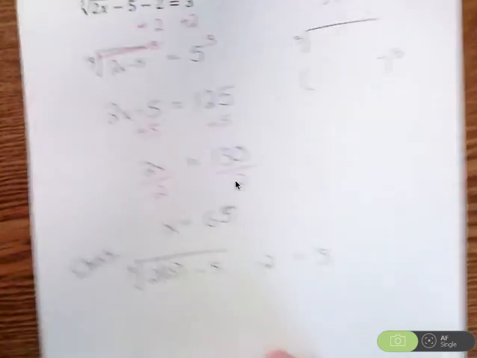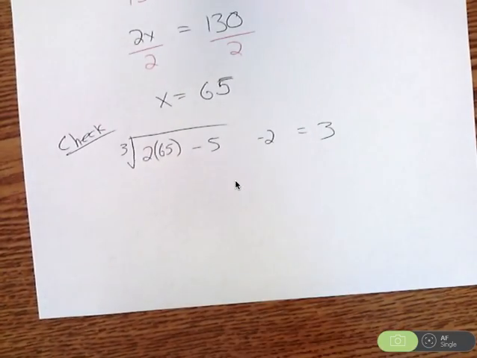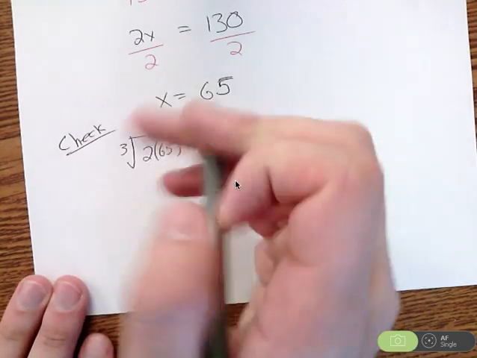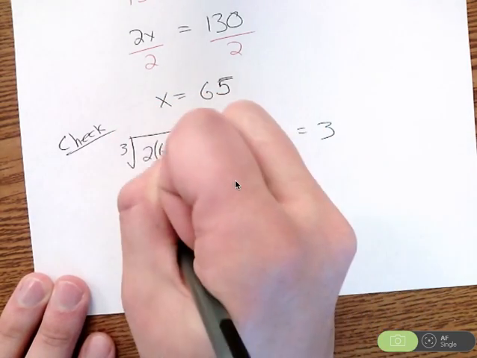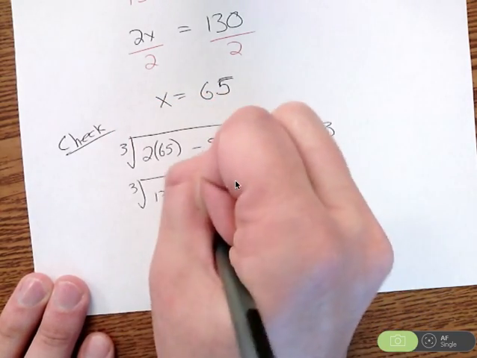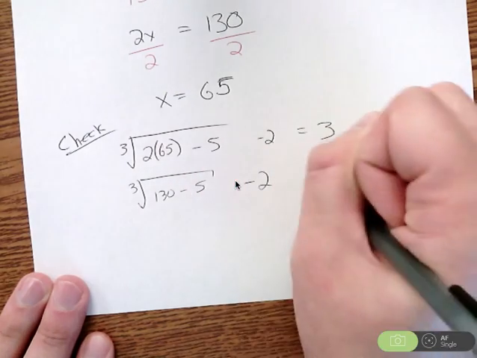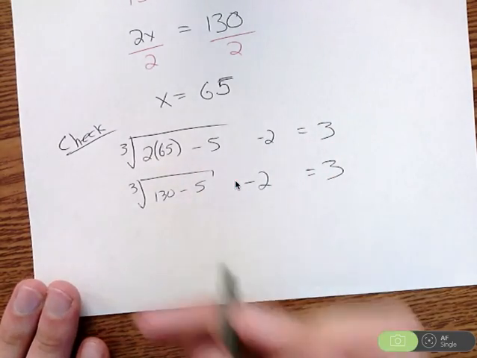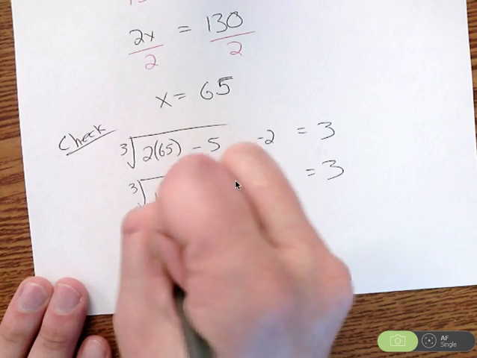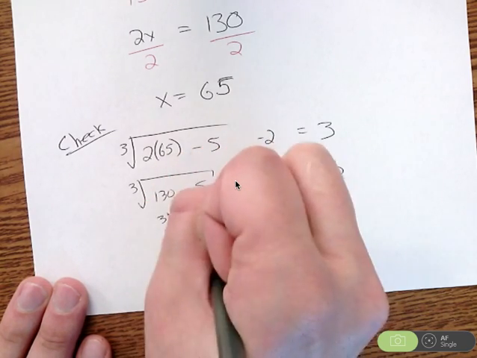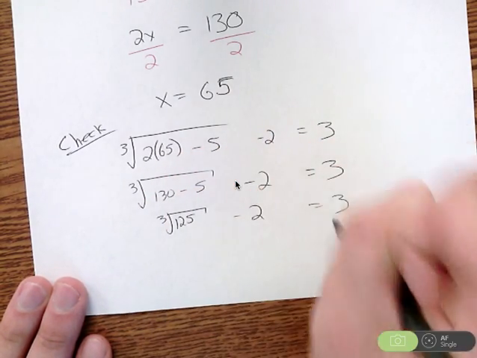So I'm going to do a quick little checking of my work. Calculator can do a lot of this for you. So 2 times 65, that is 130. So I have 130 minus 5 inside the root. Minus 2 is equal to 3. 130 minus 5 is 125. Minus 2 is equal to 3.